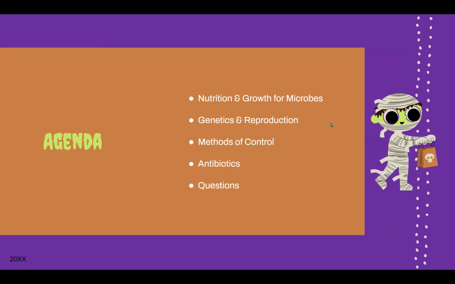So the agenda for this is we're going to talk a little bit about nutrition and growth for microbes. We'll talk about genetics and reproduction. And then, like I mentioned, the very important stuff is the methods of control and antibiotics, especially because antibiotics is a little bit recent. Then I'll open the door for any questions. And then I've got a couple of practice case studies y'all can study on your own. I'll share the document that you can copy, and then I'll explain more about it as we get to the very end.